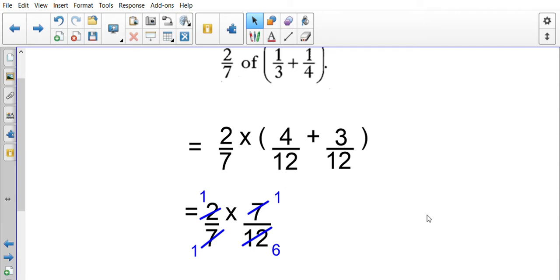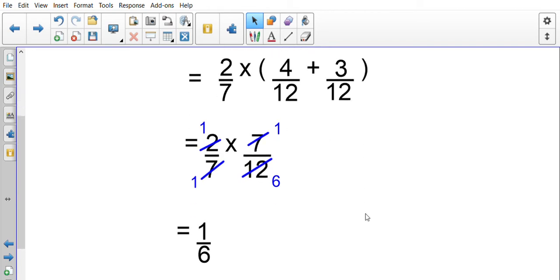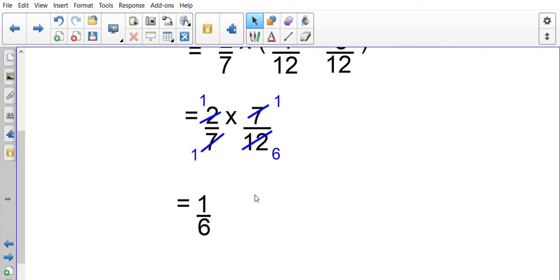Now this makes the next step very, very easy, because when you're multiplying fractions, after simplification, you can then just multiply the numerators together, multiply the denominators together. And of course, 1 times 1 is 1, and then 1 times 6 is 6. You're done. That's your final answer. Question number 2.